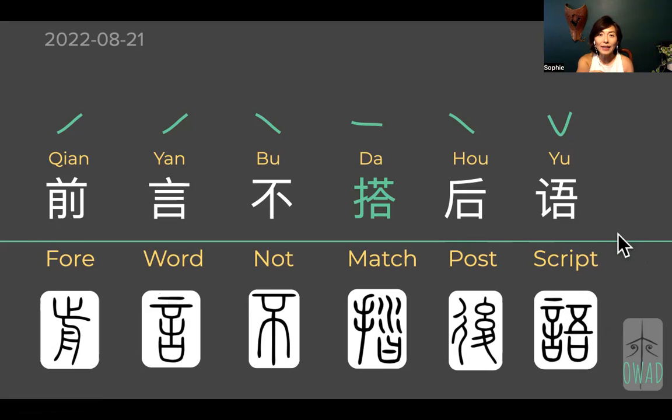And 语 has a little bit more complicated structure. You can see there are three components, right? This is the words or speaking. And here we have the mouth again. So you have two mouths actually in this character. And then the top is number 5. And number 5 is amazing. Very, I mean, ancient people really thought it through.